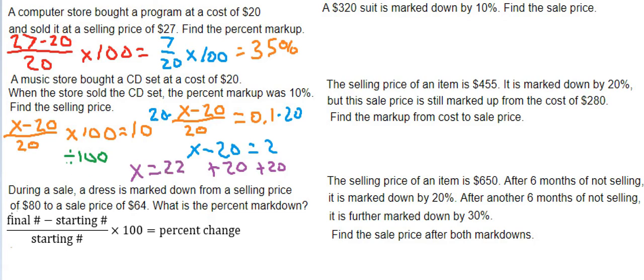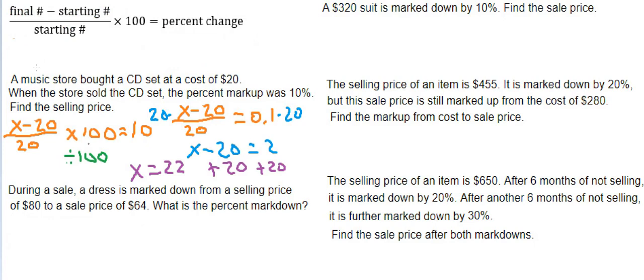During a sale, a dress is marked down from the selling price of $80 to a sale price of $64. We want to find the percent of markdown. That's going to be the percent of change. So the final number is the sale price, that's $64. And the starting number is the original price, which is $80. So we're going to plug those numbers into our formula that I moved to the top.